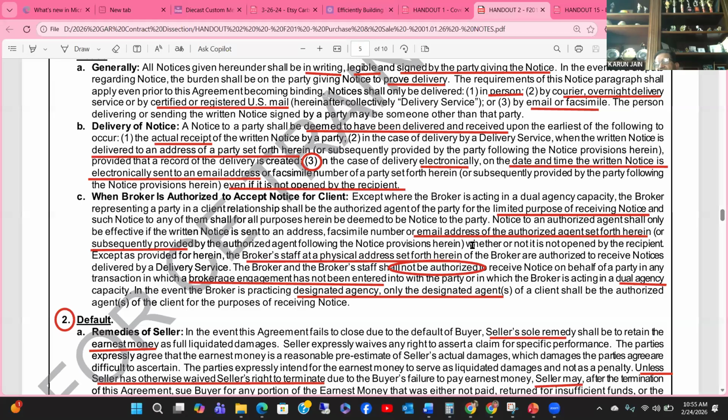Well, that listing agent's asleep. And they don't get it until the next day, which is after the expiration of due diligence. Guess what? The buyer still terminated prior to the end of due diligence and is entitled to the earnest money back because they sent it. The contract just tells us it is deemed to have been received based on the date and time the notice is sent, even if it's not opened by the recipient. Now, one other key thing here, sent to an email address set forth herein.